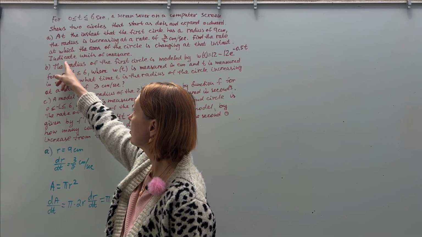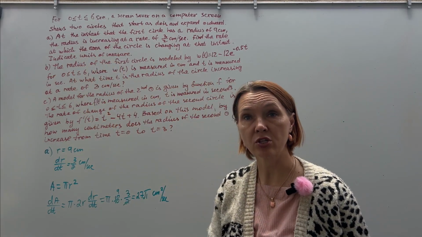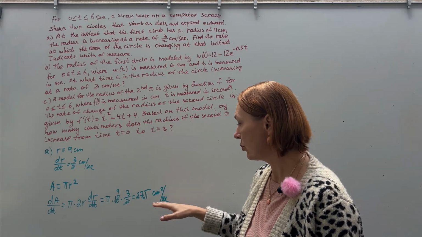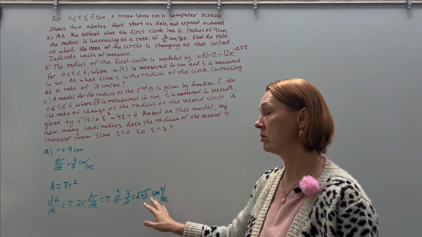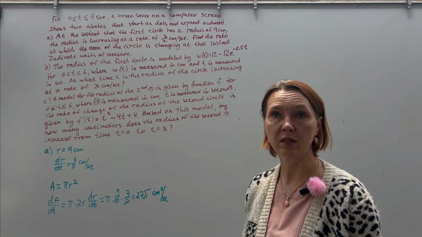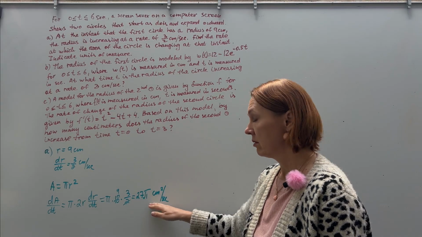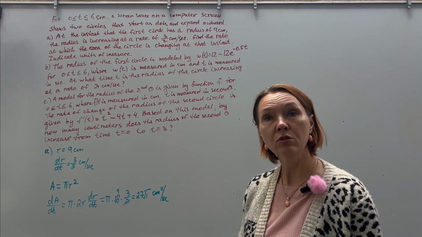Look at this. The problem says indicate units of measure. That means that one point goes towards the units of measure, and you must indicate them. That also means that if you're lost and you don't know what the question is going to be, just write down the units, and at least you will get 1 point.